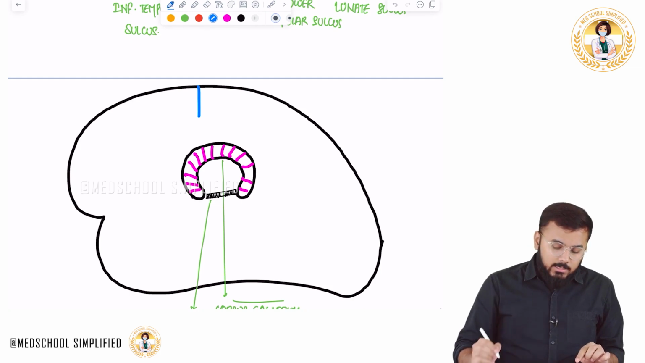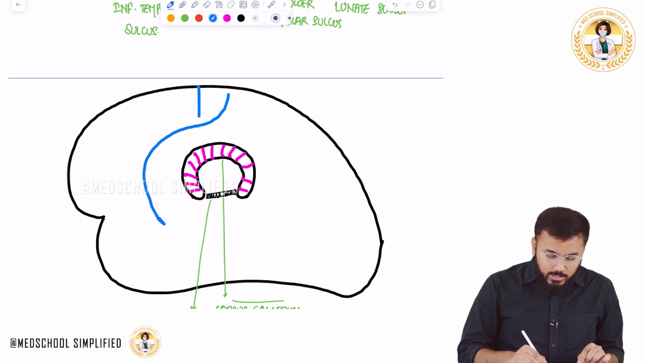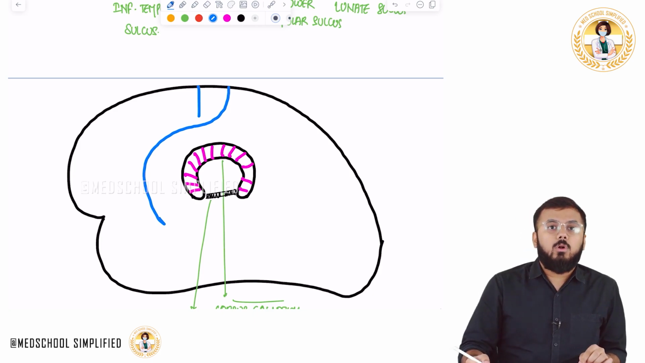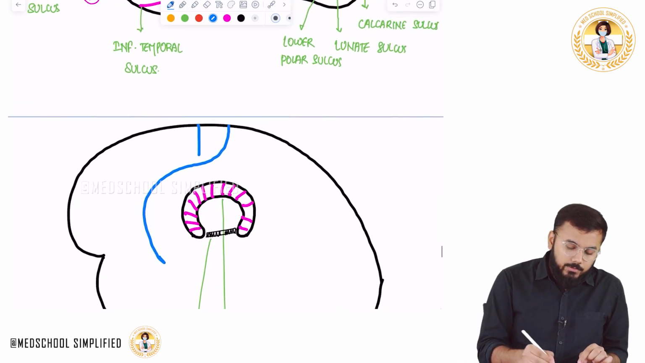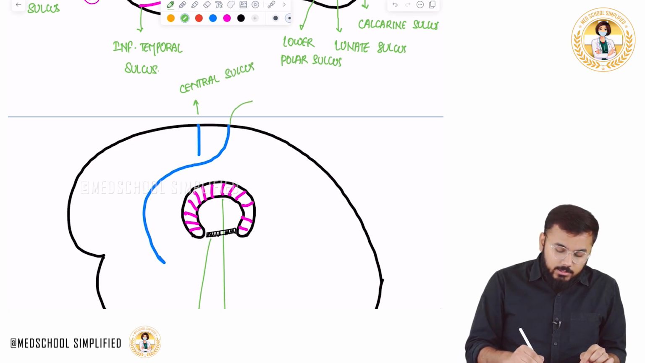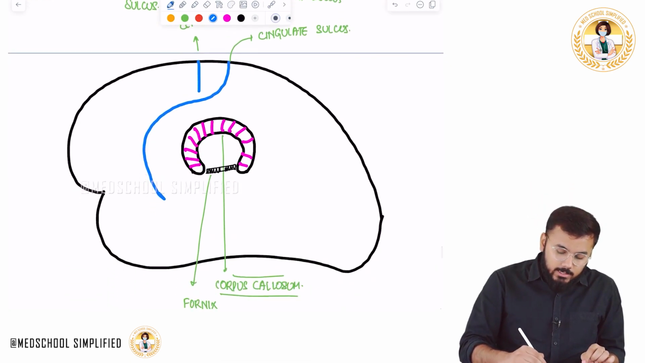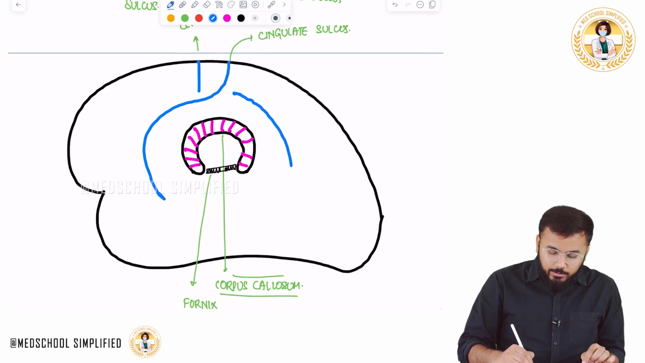Next, just behind this central sulcus, you have got another sulcus like this. See, there is another sulcus that goes all the way and attaches like this. So this sulcus over here is called the cingulate sulcus. Okay. So this is your central sulcus, and this one over here is called your cingulate sulcus. Just behind the cingulate sulcus, you have got another sulcus like this on the medial side.